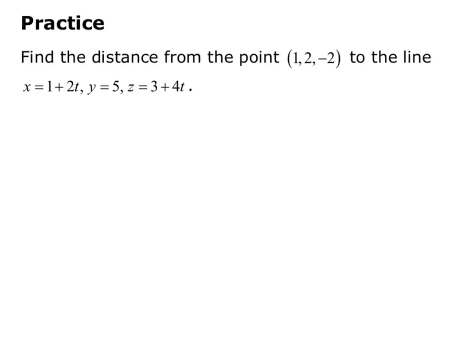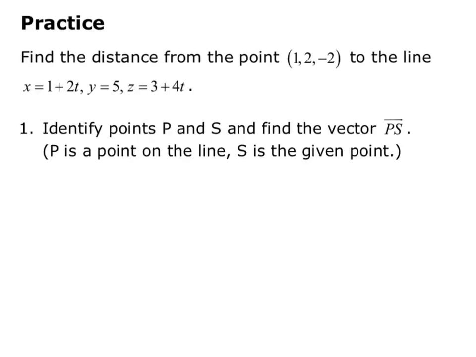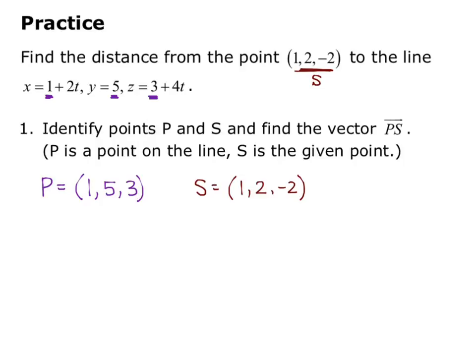So let's go through a problem, and we want to find the distance from the point 1, 2, negative 2 to the line x equals 1 plus 2t, y equals 5, z equals 3 plus 4t. Our first step is to identify our points, P and S, and find the vector PS. Now remember, P is a point on your line and S is the given point. So to find a point on the line, P, I'm just going to let t equal 0. So let my parameter equal 0. So I have x equals 1, y equals 5, z equals 3. So that's going to be my point P on the line. Now the other point S was given to me, 1, 2, negative 2. So there's my point S.